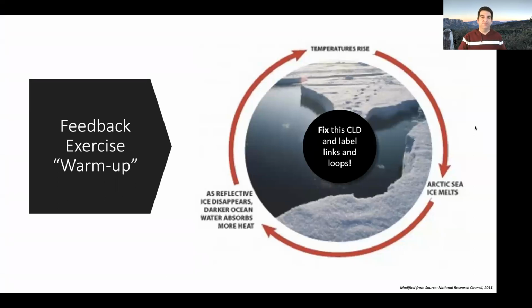Temperatures rise, maybe immediately the Arctic sea ice melts, and maybe immediately the reflective ice disappears, but then it takes a while for the temperatures to rise again. So maybe we need a delay over here. That might be something. And there's no middle relationship loop, sure. Is there another, more fundamental problem with how they've chosen the variables?